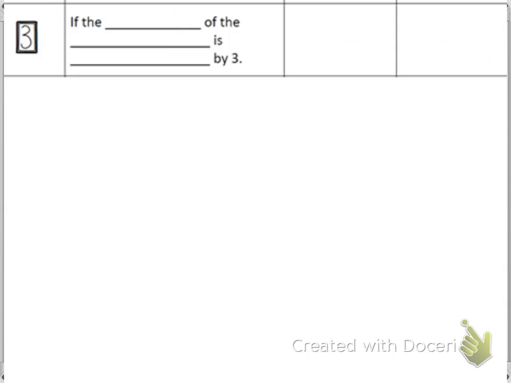Let's move on to 3. 3 is a little bit more complicated, but it's actually my favorite one. If the sum of the digits is divisible by 3. So, let's do an example.